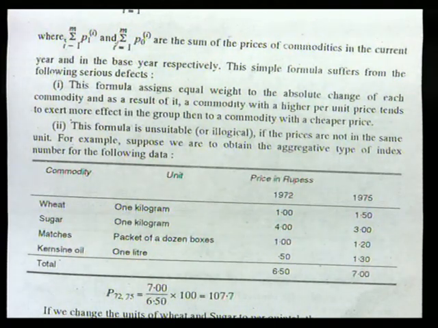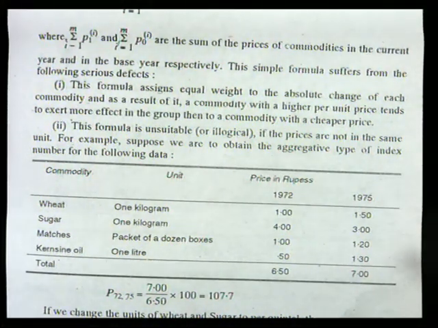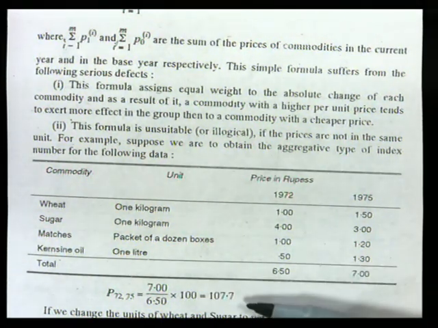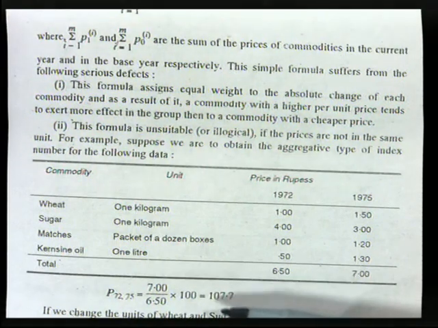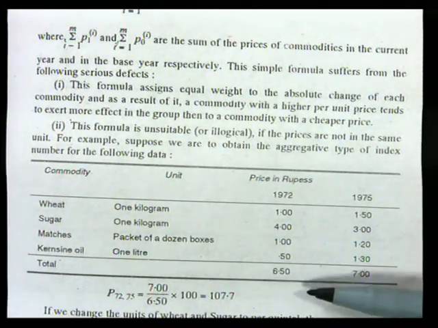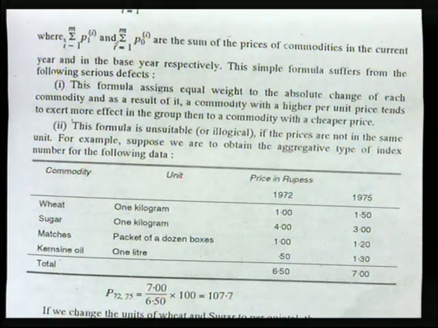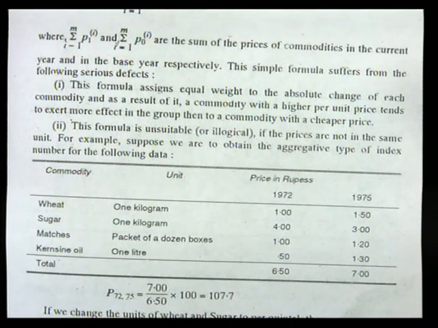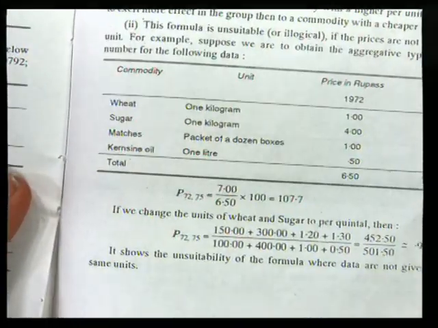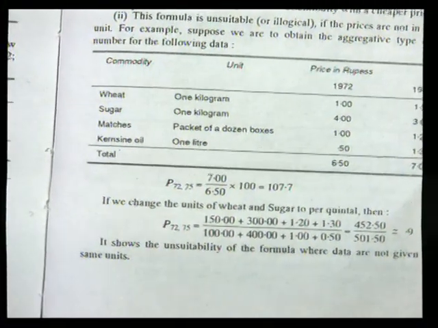1 liter. So of course the price in rupees for 1972 is given, 1975 is given, and we find sigma P1, sigma P0. We take the ratio and multiply by 100. It is 107.7. If we change the units of wheat and sugar to per quintal, then the index from 72 to 75 comes out to be 0.9. So it shows the unsuitability of the formula where the data are not given in the same units.